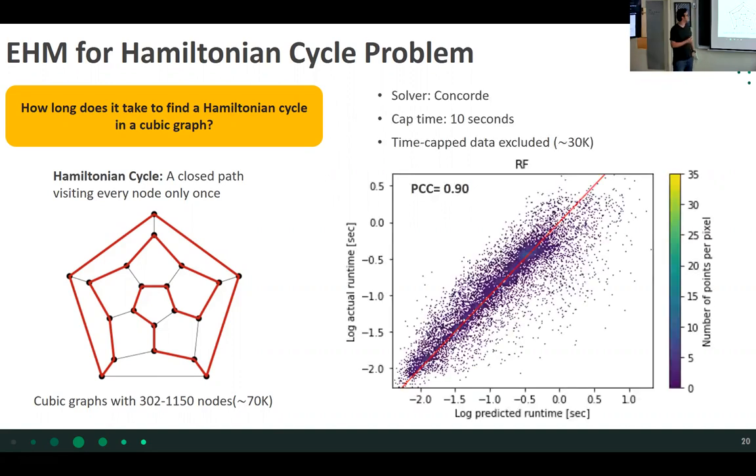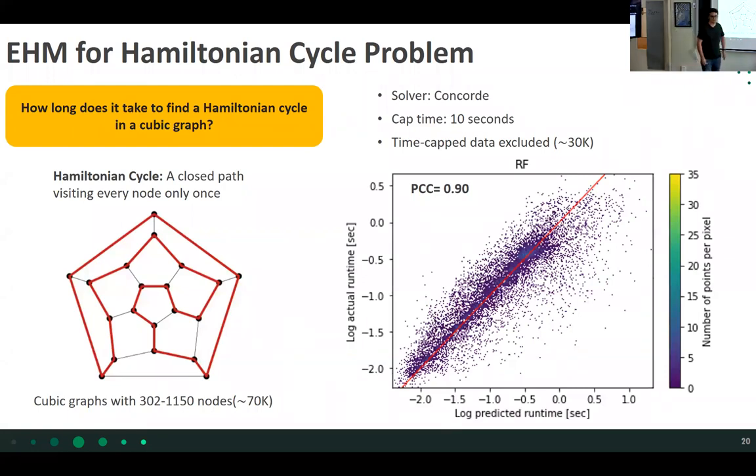We took the Concorde solver. We put a cap time of 10 seconds for that solver. So we're looking at the problem instance distribution that can be solved within 10 seconds with that solver. Overall, after around 70,000 problem instances, we excluded this cap data from all the data points. At the end, we have close to 40,000 problem instances that can be solved within 10 seconds with that solver. And we constructed a model that predicts the performance or runtime of the Concorde for this set of problem instances that we have considered.